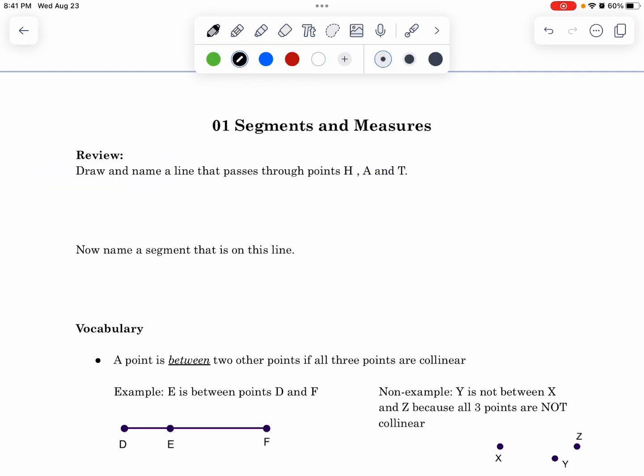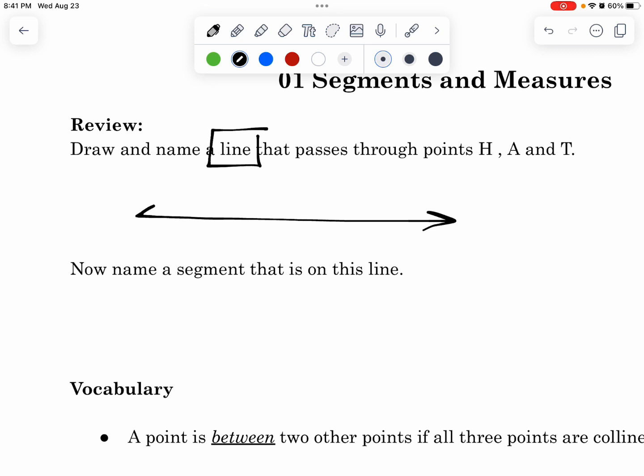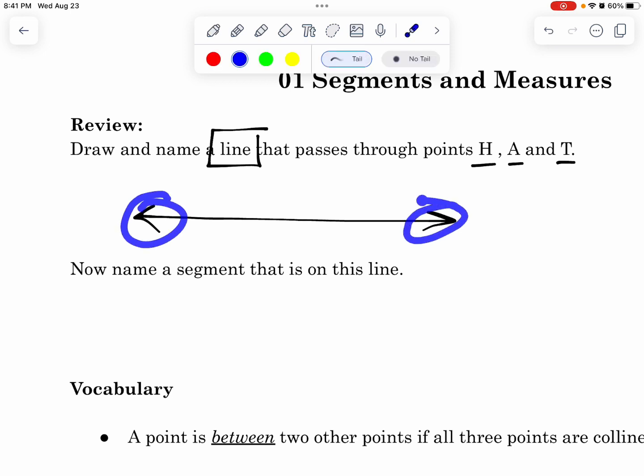We are going to review a little bit about what we talked about yesterday. Draw and name a line. Okay, so remember that a line looks like this and it has arrows on both sides, and it has to pass through 3 points, H, A, and T. So on that line, remember that lines have arrows on the end. That is a very important differentiator between segments and rays, which are 2 other vocab words we learned yesterday.